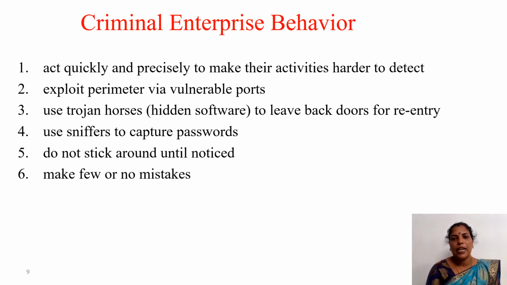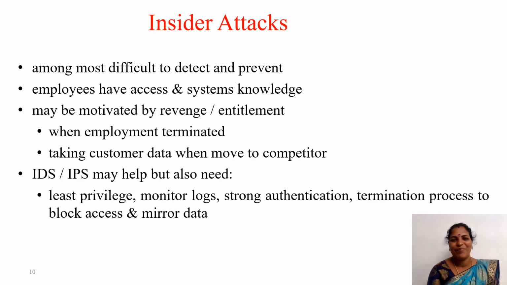These are some of the criminal enterprise behavior. They act quickly and precisely to make their activities harder to detect, exploit perimeter via vulnerable ports. They use Trojan horses, that is some hidden software, to leave backdoors for re-entry, use sniffers to capture passwords, do not stick around until noticed, make few or no mistakes. Mostly the robbers won't leave any mistakes, but unfortunately they leave some. Likewise, these criminal enterprises also make few or no mistakes.